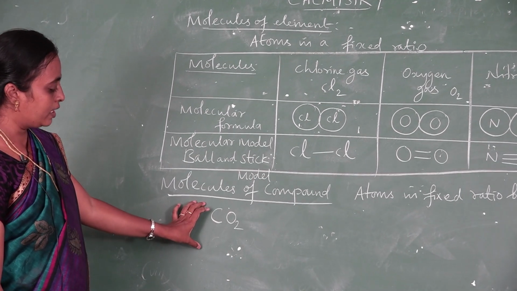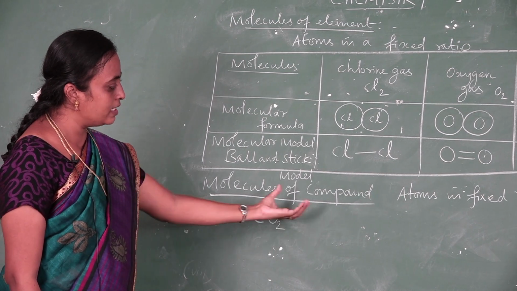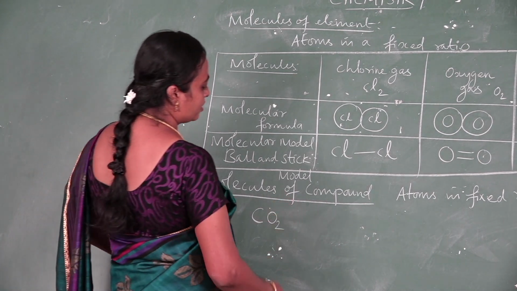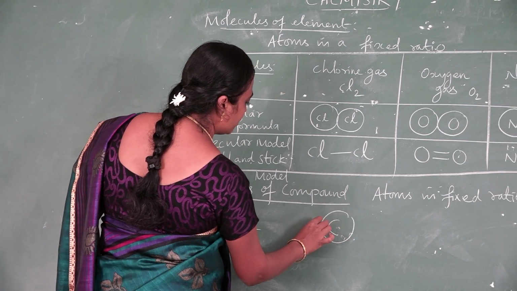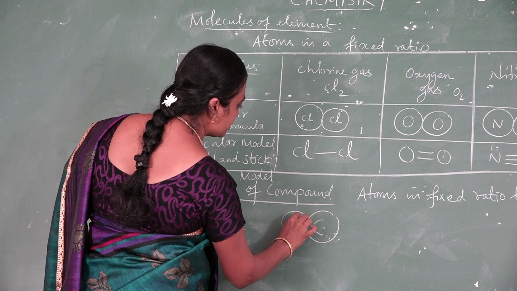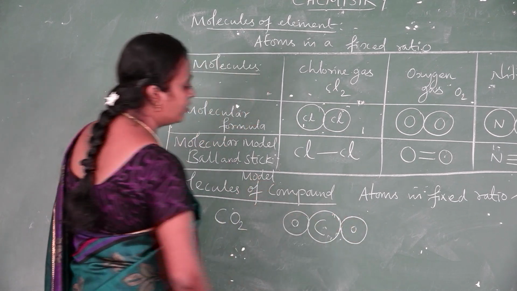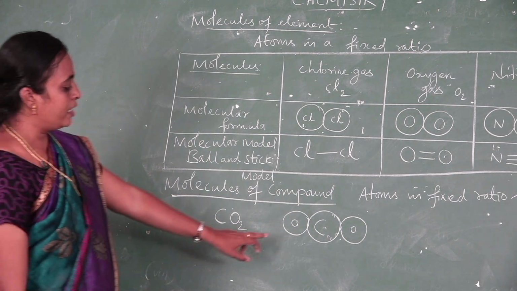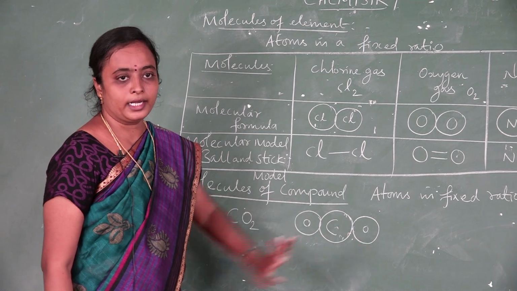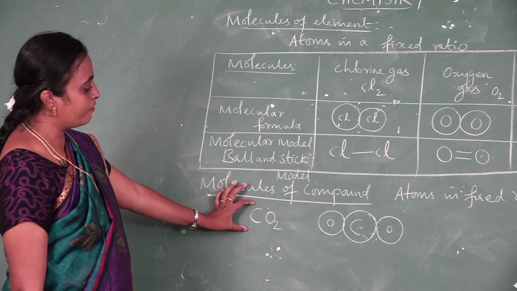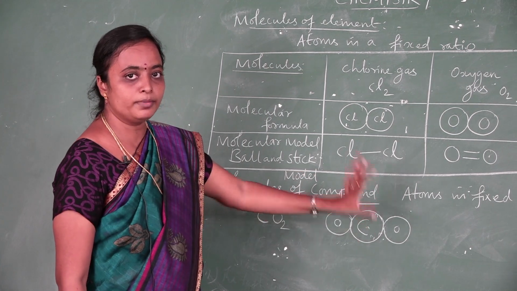So carbon dioxide, by using this molecular formula, I can indicate how that bond will be formed. This is 1 carbon and 2 oxygen atoms connected. This is how I can show 1 carbon and 2 oxygen atoms that should be connected. By using the molecular formula, I can represent like this how that molecule will be formed.